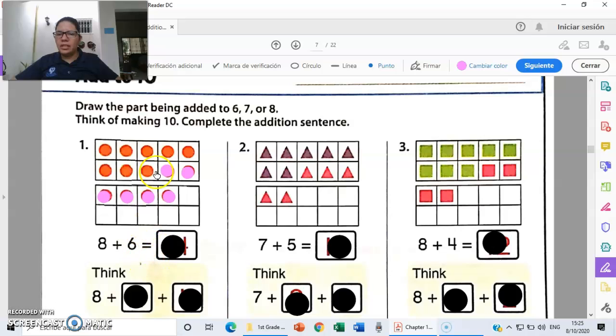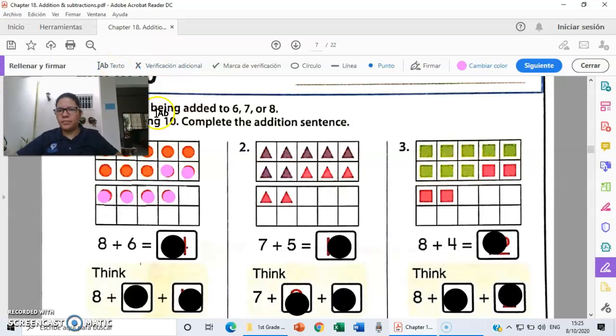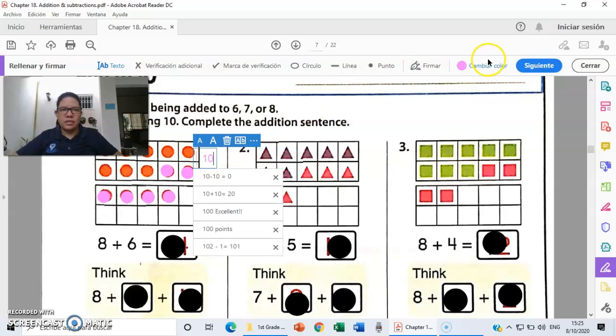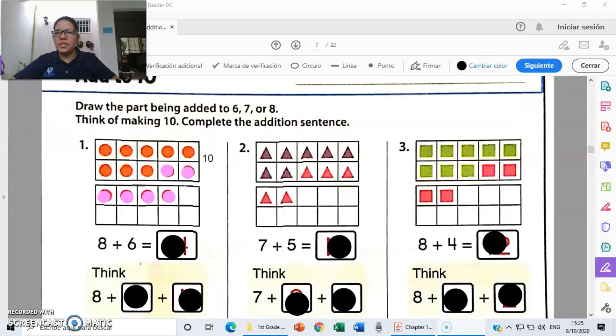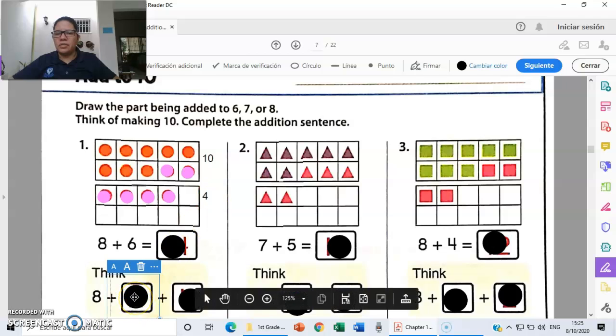So finally, you see that in this group, you already have 10. So this group represents the 10. So here you have 10. Yeah, remember that part? Okay, so if you have 10 there, how much do you have here? 1, 2, 3, 4. Yeah, so you got 4 here. So 10 plus 4 is 14.